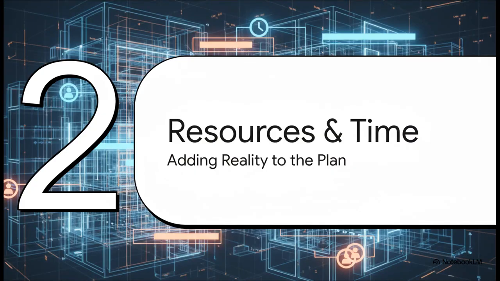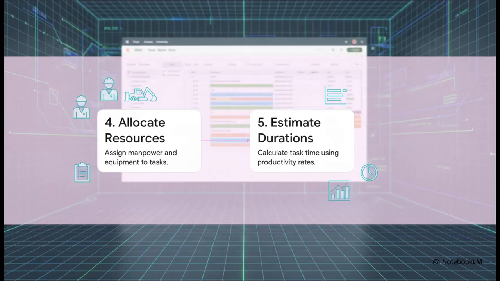Okay, so we've figured out the sequence of tasks, but a plan without people and time, that's just a wish list. So now we're going to add a heavy dose of reality. The who, our resources, and the how long, our time estimates. So, step 4 is all about allocating your resources. This is where you assign your people, your subcontractors, your heavy equipment to each one of those tasks.